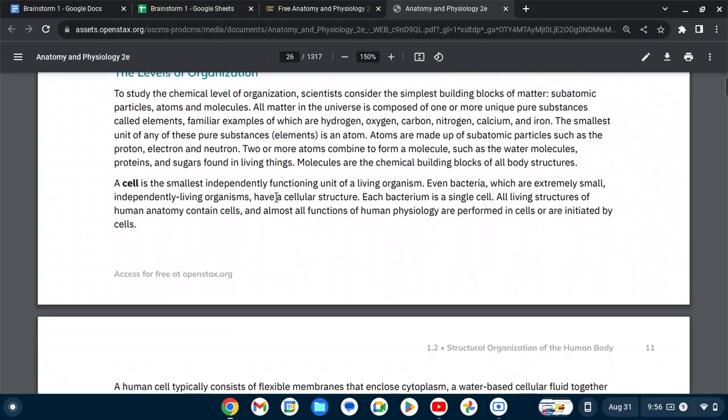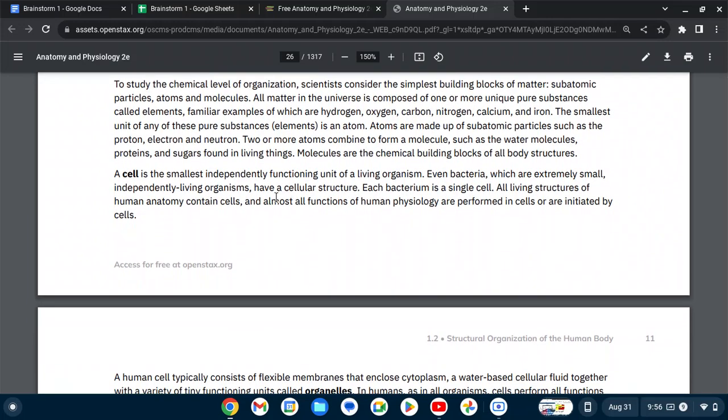The levels of organization. To study the chemical level of organization, scientists consider the simplest building blocks of matter: subatomic particles, atoms, and molecules. All matter in the universe is composed of one or more unique pure substances called elements, familiar examples of which are hydrogen, oxygen, carbon, nitrogen, calcium, and iron. The smallest unit of any of these pure substances is an atom. Atoms are made up of subatomic particles such as the proton, electron, and neutron. Two or more atoms combine to form a molecule.